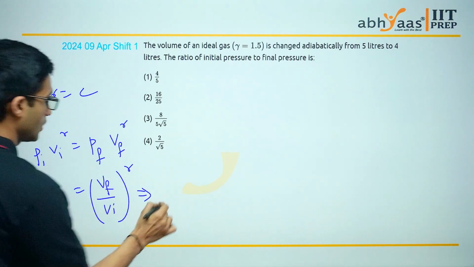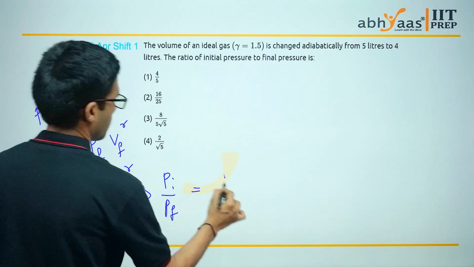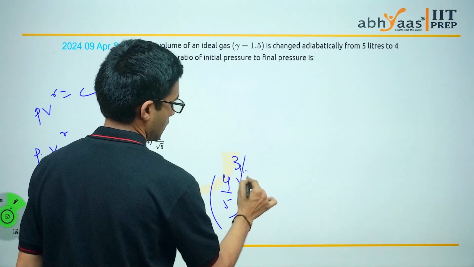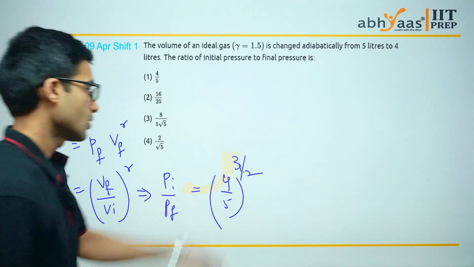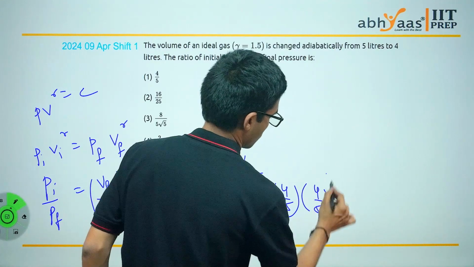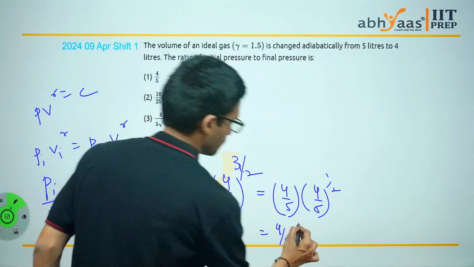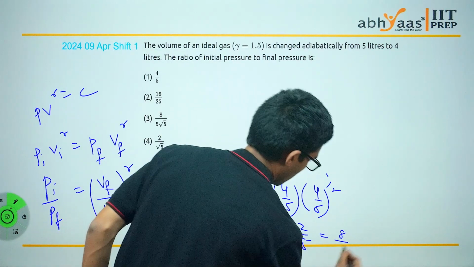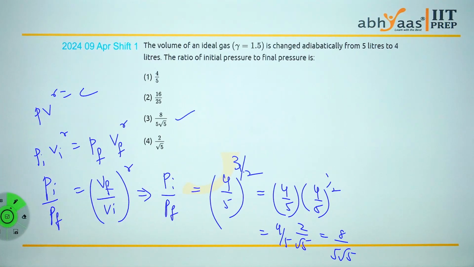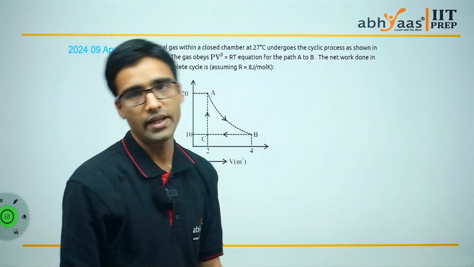So P initial by P final is V final by V initial, which is 4 by 5, power gamma. Gamma is 1.5, which you write as 3 by 2, that is 1 plus 1 by 2. That means 4 by 5 into 4 by 5 power 1 by 2. 4 power 1 by 2 is 2 by root 5, so that is 8 by 5 root 5. Is the answer there? Yes, exactly. If you know the equations, the process and the mathematical calculation, you can easily solve any type of question.